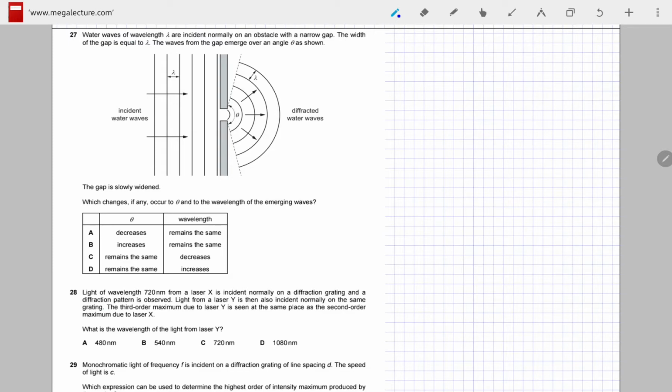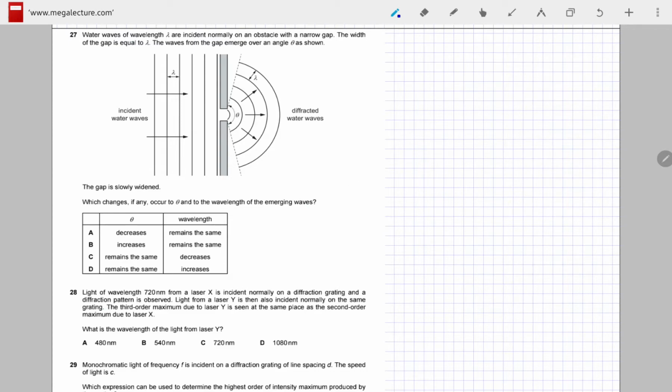Water waves of wavelength lambda are incident normally on an obstacle with a narrow gap, and the width of the gap is equal to the wavelength of water waves lambda, right? The waves from the gap emerge over an angle theta as shown, and the gap is slowly widened. Which changes, if any, occur to theta and to the wavelength of the emerging waves?